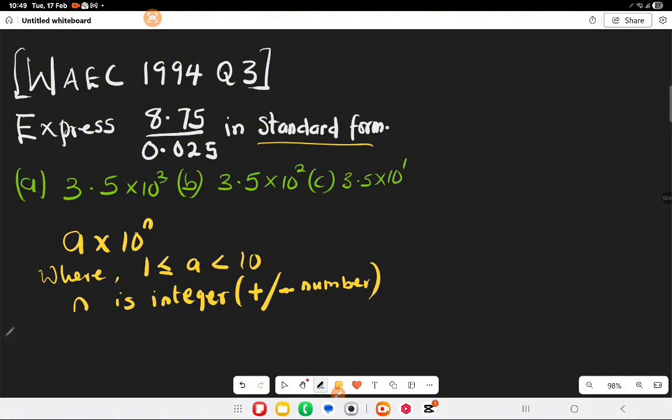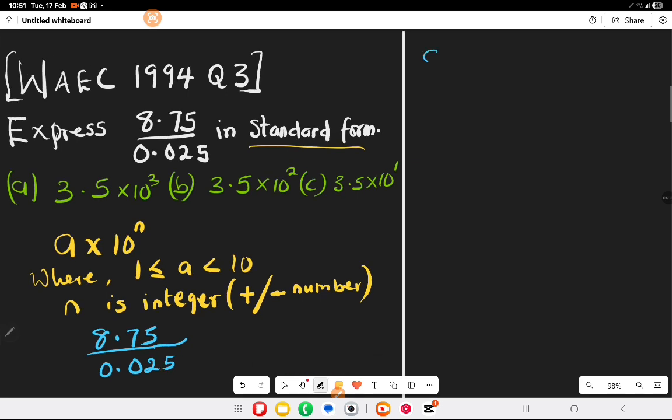Now let's dive in. If we have 8.75 divided by 0.025, what we do, we have to remove the decimal point. How do we remove the decimal point? We go to the denominator. After the decimal point, we have 3 digits, which is 1, 2, 3, meaning we have to multiply both the numerator and the denominator by 1000 to remove the decimal point.